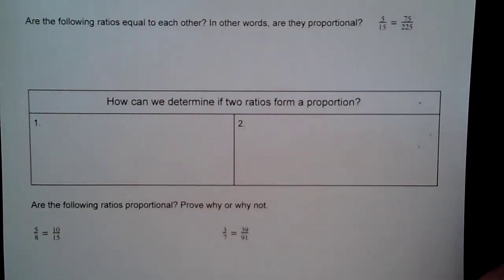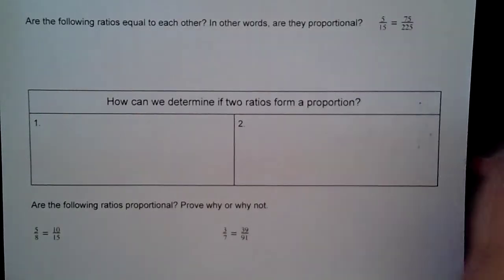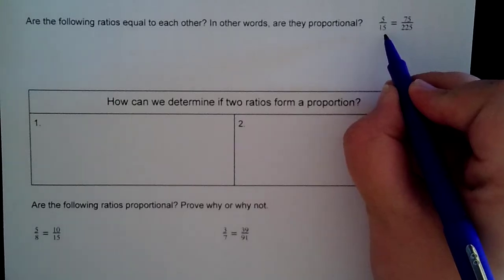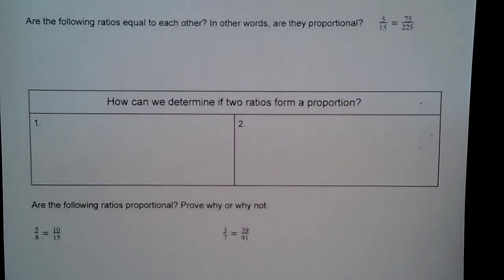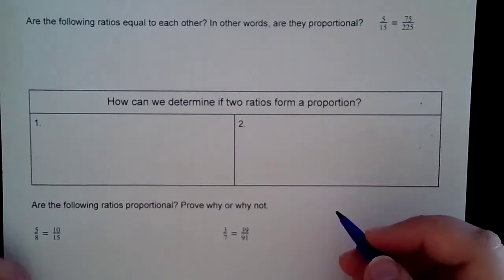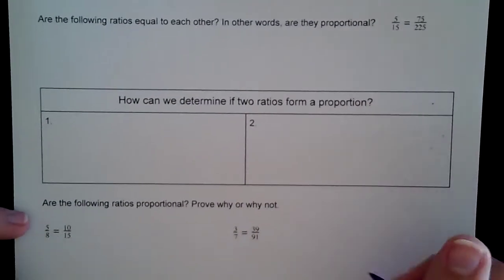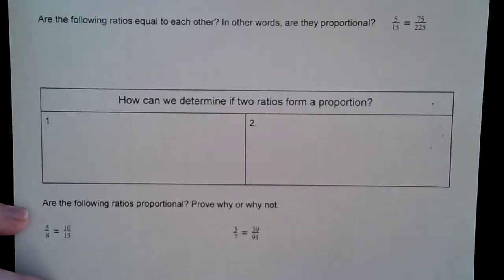Well, looking at these, it's a little hard to tell right off the bat. We've got a smaller fraction, obviously, and we've got a larger fraction, but how do we know if they're actually equal to each other? Well, that's where this box comes in. We have two methods to determine if two ratios form a proportion or if they're equal.